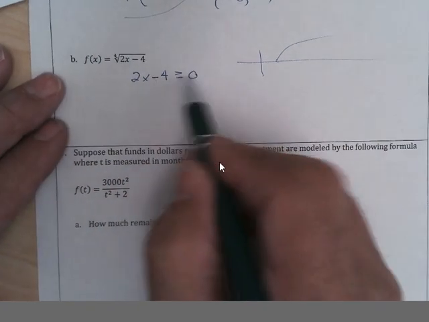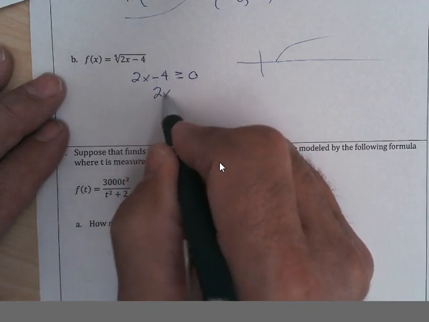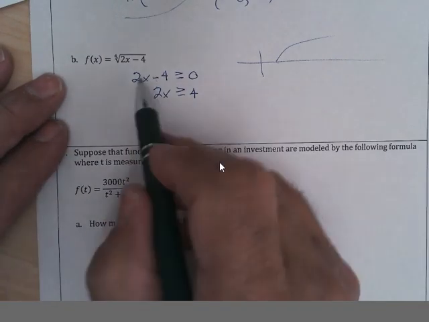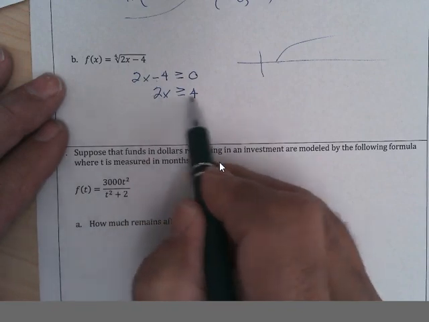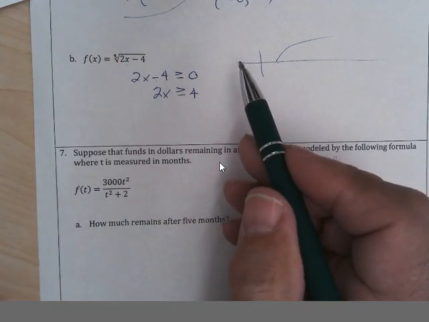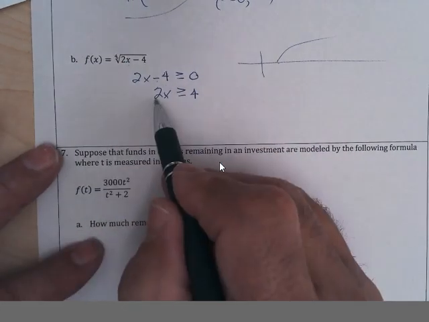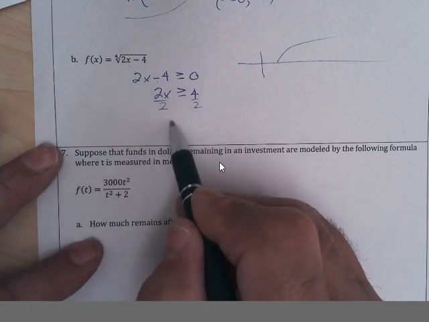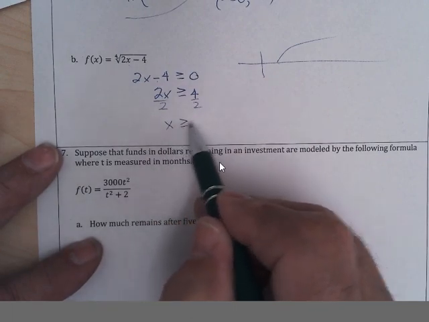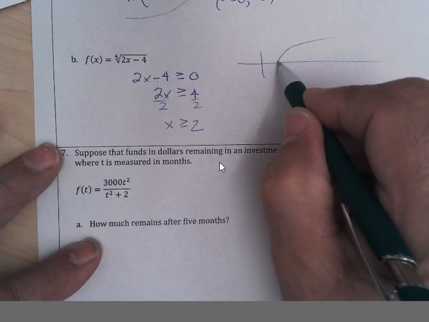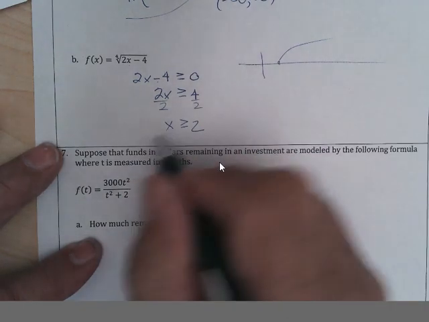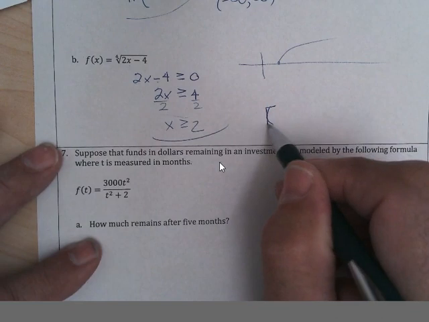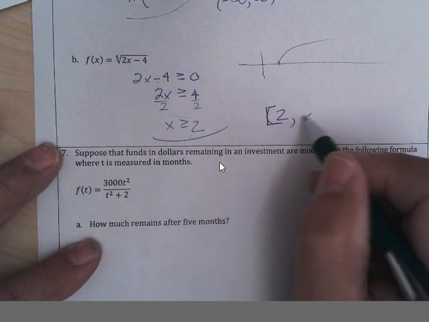We can add 4 to both sides and say 2x has got to be greater than or equal to 4. Now, if this was ever negative, when you divide by a negative, you got to flip the sign. Just a reminder if you're going to do this method. But here we're going to divide by a plus 2, so we don't need to flip the sign, and we get x is greater than or equal to 2, which is what the graph was telling me. So the domain is this, or from 2, including 2, up to infinity.